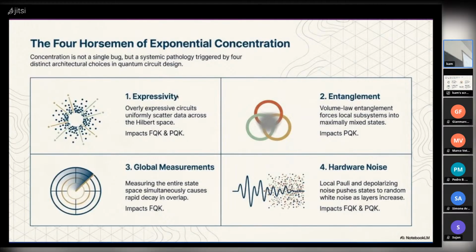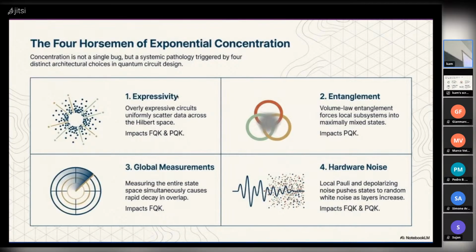These are the four horsemen of the exponential concentration. If your quantum circuit is too complicated, which in the terminology is called expressivity, it usually fails: if you compute the quantum kernel, you end up with the diagonal matrix. And if your quantum circuit involves very complicated entanglement, following volume-law entanglement, then it also fails. You will end up with the diagonal matrix.